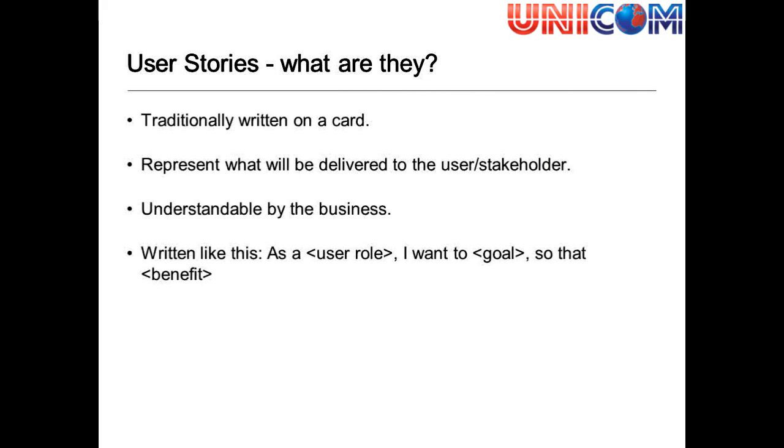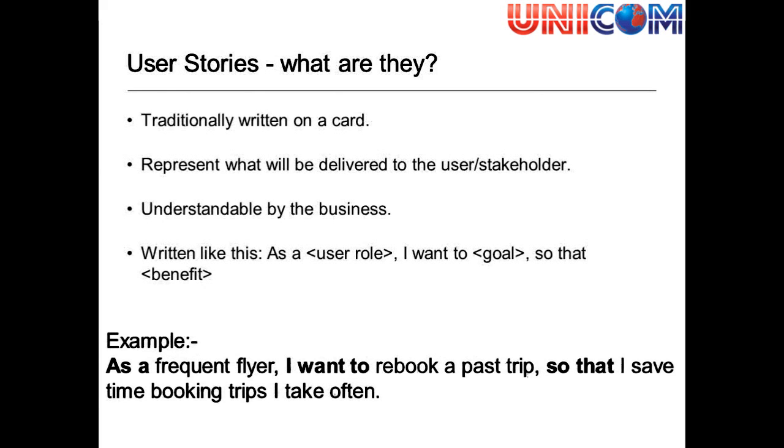So as a user role, I want to achieve something, a goal, and so that the benefit. And the benefit tends to get missed off, and if you can't think of the benefit, then I would question whether you need the user story in the first place. I mean, if you can't identify the benefit, then why is it in the backlog? So an example here is a frequent flyer. I want to rebook a past trip so that I save time booking trips I take often.